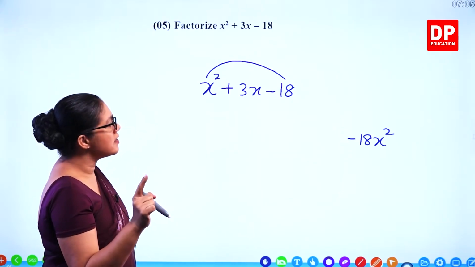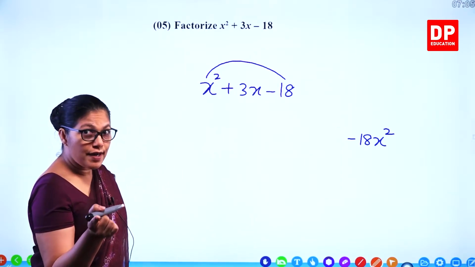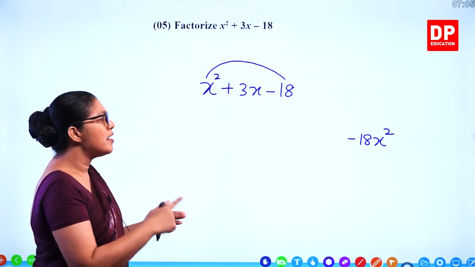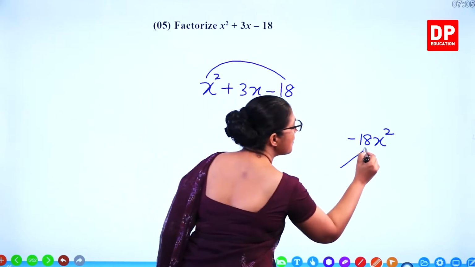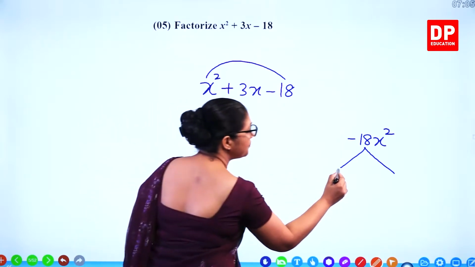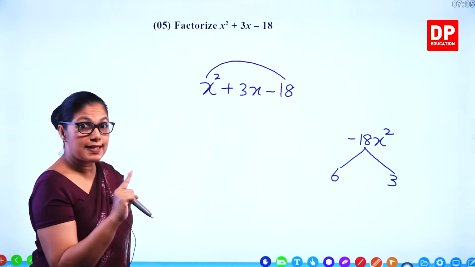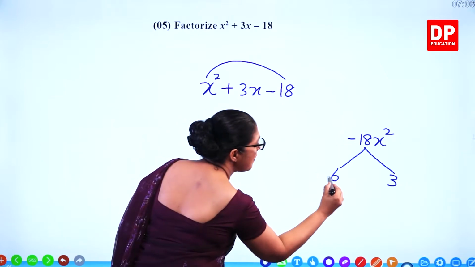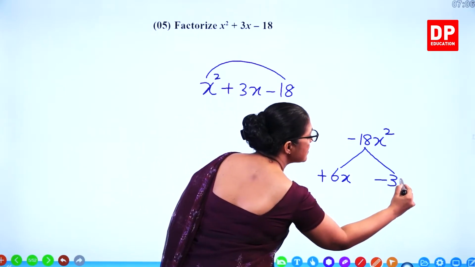What are the factors of minus 18? When you take the difference, you are getting plus 3. So you can check with 18 and 1, 2 times 9, like that. So what are the correct factors? 6 and 3. So you have to think about the difference. So 3, you get 6 and 3. But the middle term is plus, which means the bigger value is plus. So plus 6x and this becomes minus 3x.